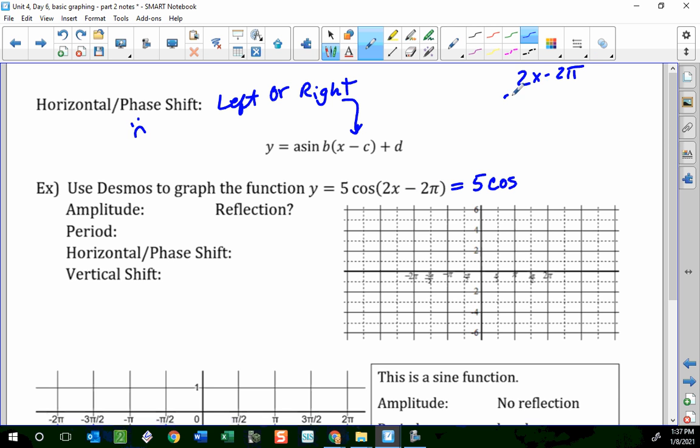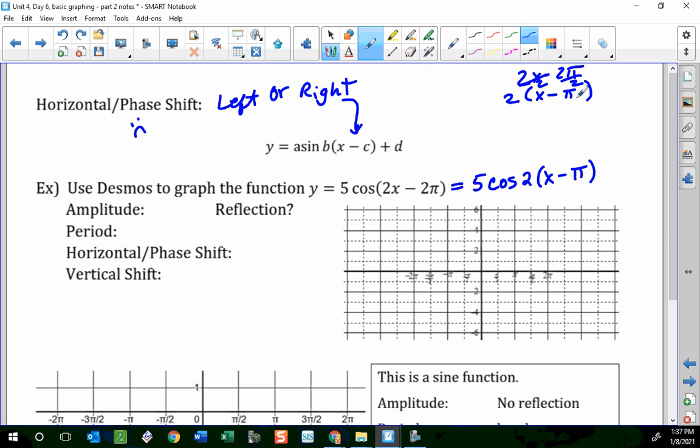and I have to get the 2 out of it. So I'm going to basically factor. If I take a 2 out of that, what I'll have left is x minus pi, because I'm dividing both parts by 2, so I'll have x minus pi left over. And now I can literally see that the phase shift is pi to the right. Okay, so you have to get used to that.